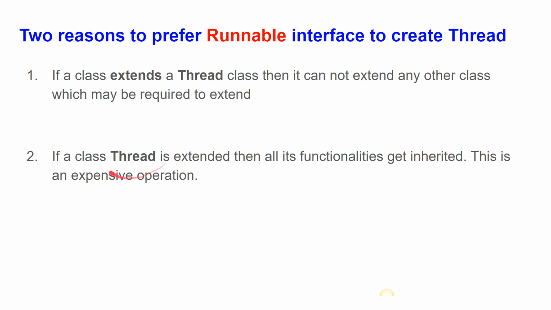The second reason is that if the Thread class is extended, then all the functionalities get inherited. This is an expensive operation. You already know what the extends keyword means: if you use the extends keyword, the child class can inherit all the properties of the parent class. The Thread class has so many methods inside it, so when you use the extends keyword, the child class can inherit all the variables and methods of the Thread class. That is an expensive operation. That is the reason we use the Runnable interface to create a thread. Hope you understood. That's all about today's session.